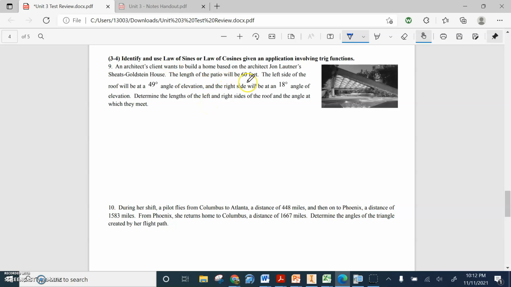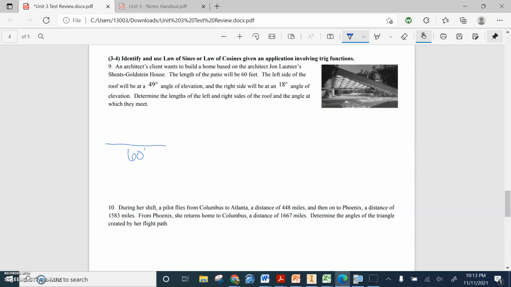There's a patio that's 60 feet, and then we're talking roof angles. I don't know. So near as I can tell, the 49-degree angle of elevation, the right side 18-degree angle of elevation. Well, let me just lay it out for you. Here's what the picture looks like. We've got our pen drawing tool, and we're going to say, here's the length of the patio. That's 60 feet.